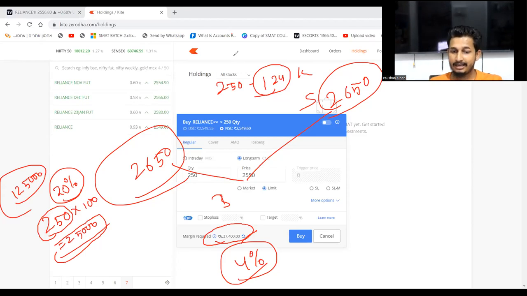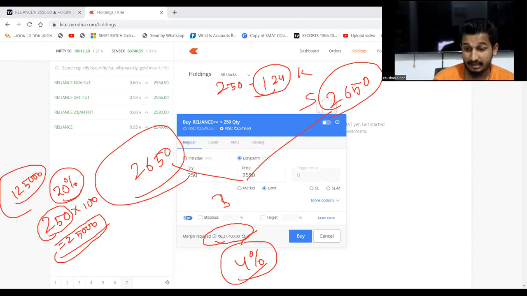Now, let's assume, why do we trade in futures? First benefit is that if my analysis for a week, or let's say 2 weeks, is that Reliance will go up by 100 points, then instead of investing 6,37,000, I purchase the Reliance future, which costs me 1,24,000 rupees for the same quantity.